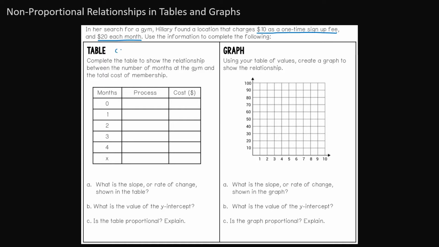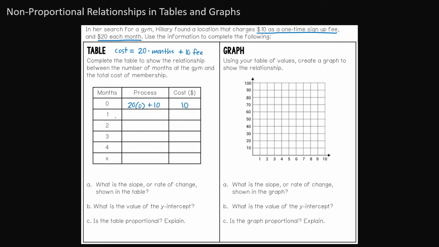So again, I know that the total cost is going to equal the $20 per month membership cost times the number of months plus the $10 sign-up fee. So let's take a look. Let's say she attends the gym for 0 months. Well, it would be $20 times the number of months, which is 0, plus the $10 fee. So all in all, 20 times 0 is 0, plus 10 is 10.